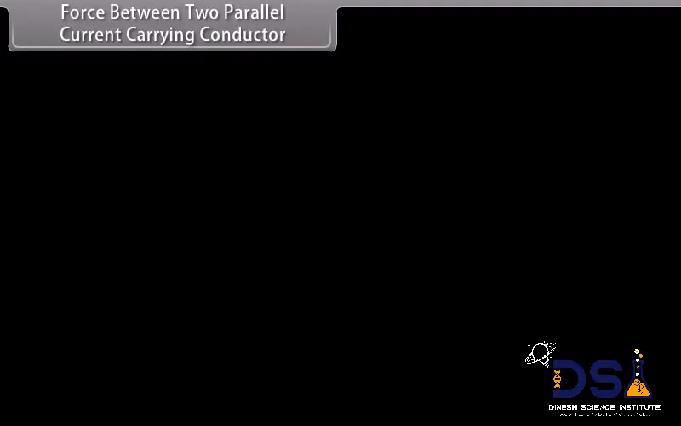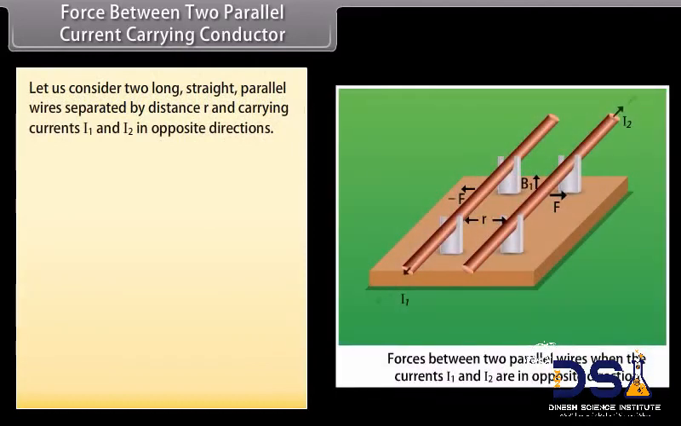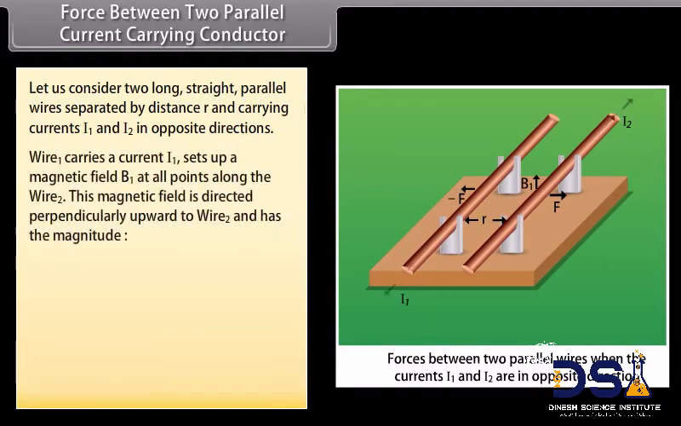Force between two parallel current-carrying conductors. Let us consider two long, straight, parallel wires separated by distance r and carrying currents I1 and I2 in opposite directions. Wire 1, carrying a current I1, sets up a magnetic field B1 at all points along wire 2. This magnetic field is directed perpendicularly upward to wire 2 and has the magnitude equal to mu naught I1 divided by 2 pi r.